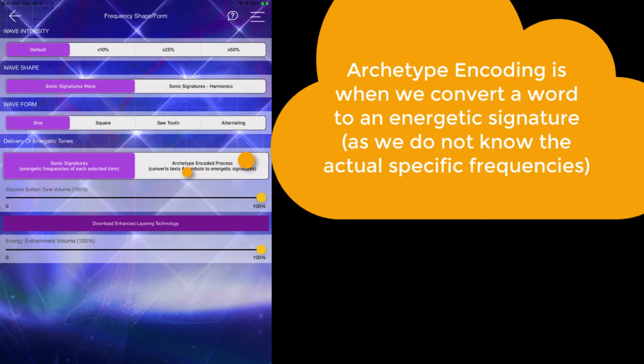So here, in terms of the delivery of the energetic tones, we have 2 different options. The sonic signatures, which is the specific frequencies when we are generating those specific frequencies, or the archetype encoded process, which simply means we've taken the word or the text or a paragraph and we've converted that to an energetic signature.